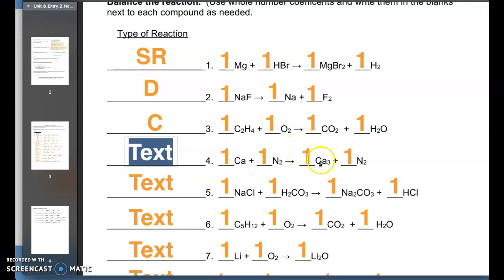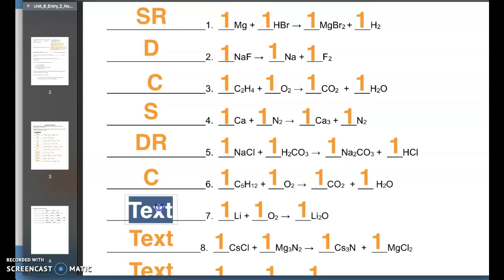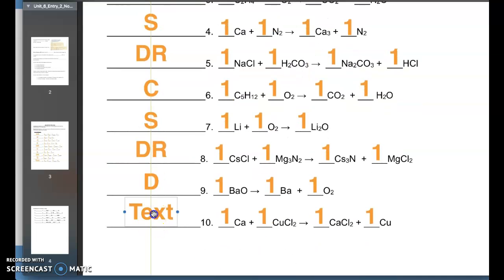Ooh, that is a typo. I'll make sure I fix that. That should be one compound right there. But that should be a synthesis reaction. Okay, here I have double replacement. Here I have combustion. Here I have synthesis, double replacement, decomposition, and single replacement.